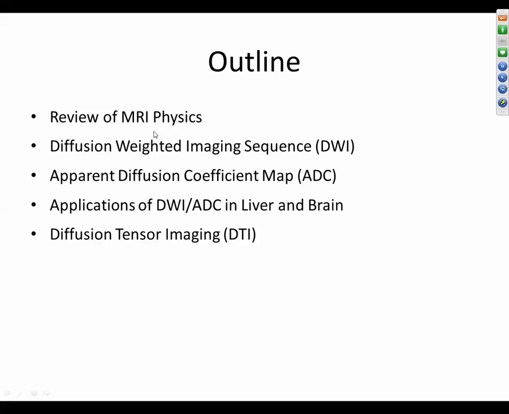In today's talk, we first want to have a very brief review of the basic MRI physics because this is very helpful to understand the DWI sequence. This is an MRI physics lecture, so one of our focuses is the DWI sequence. We not only want to know how it looks, but we want to understand why it looks like that. And then we introduce the difference between ADC and DWI and how to use them to detect lesions. And we see some applications of DWI and ADC in both liver and brain. Finally, we conclude with a very brief introduction about DTI.